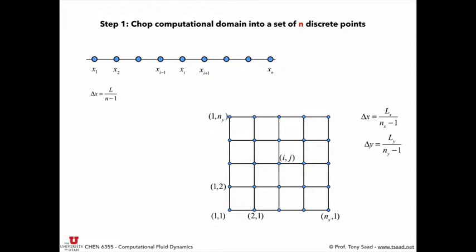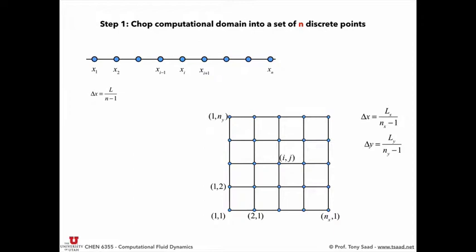Same thing for delta x, delta y. Delta x is the length in x divided by nx minus 1. So you have 1, 2, 3, 4, 5 points here. You have 4 intervals, 1, 2, 3, 4. If you forget, just draw a grid, put points, and count the intervals and the number of points. Missing this could mess up your code big time. We've seen this before in my group.